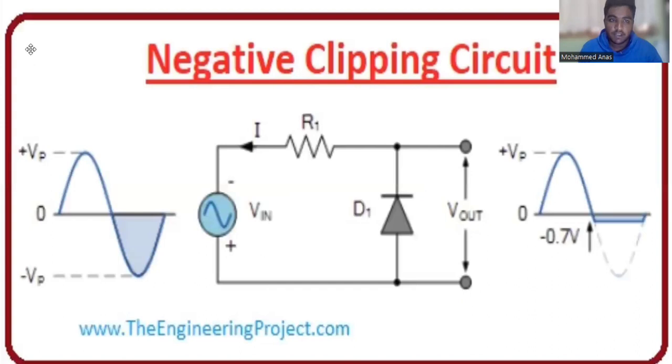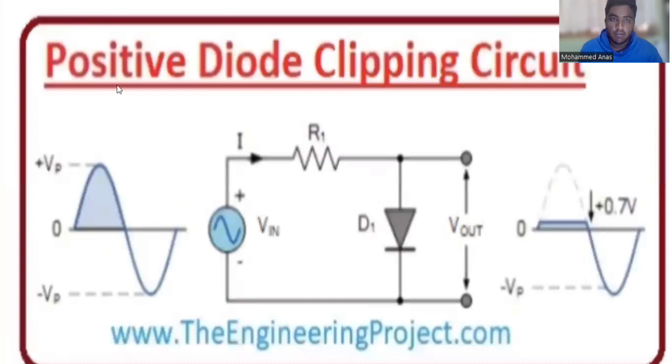This is a negative clipping circuit. When the input is given, the negative part of the waveform is cut and the output is given as positive. As you see in this simplest circuit diagram of the negative clipping circuit, this is the positive diode clipping circuit. When the input is given, it cuts the positive waveform and gives the negative waveform. This is how the clipping works.